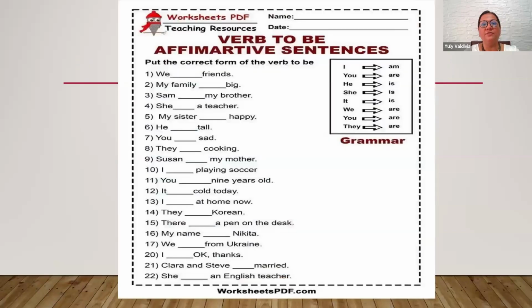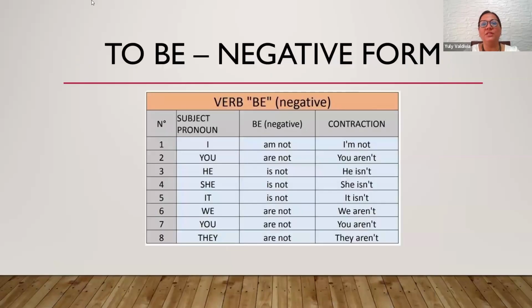To be: affirmative, practice, and negative form. Remember, the verb to be has three different forms: am, is, and are. But we also have to remember how important the negative form is, because we want to say "No estoy en el hospital. No estamos ocupados." How do we say that? We have to use the negative form, and the negative form is here.